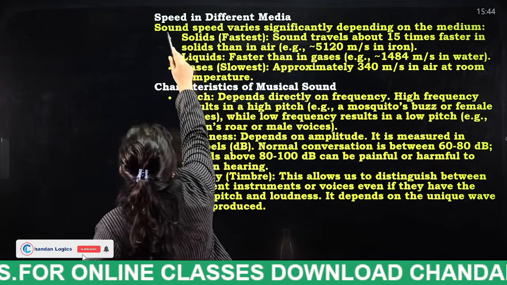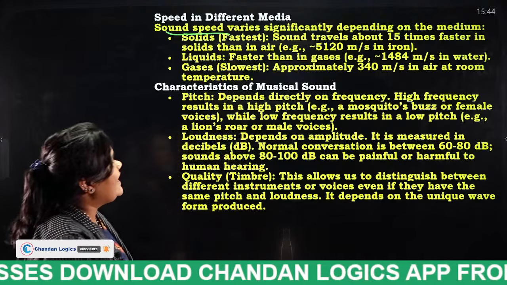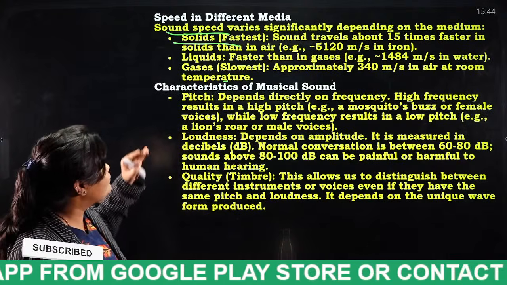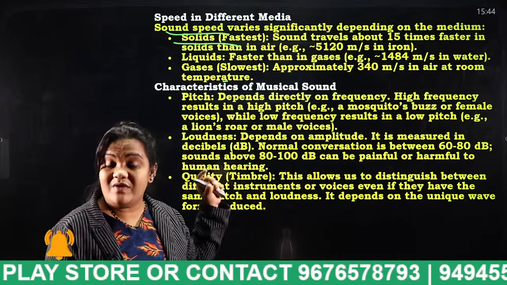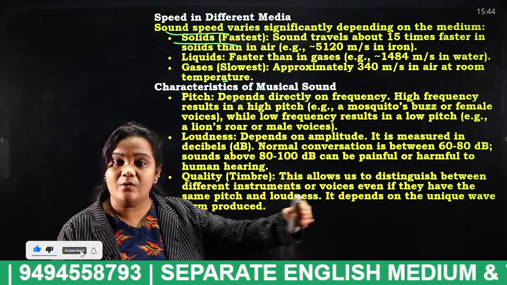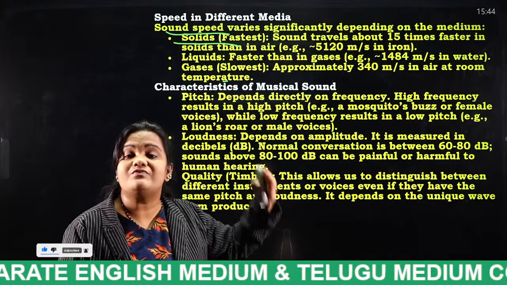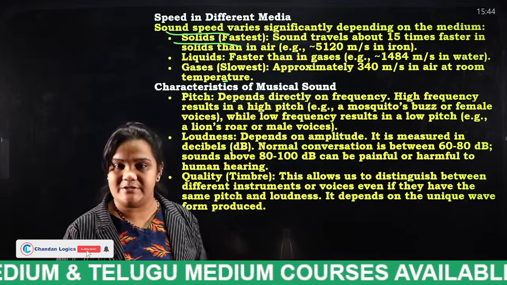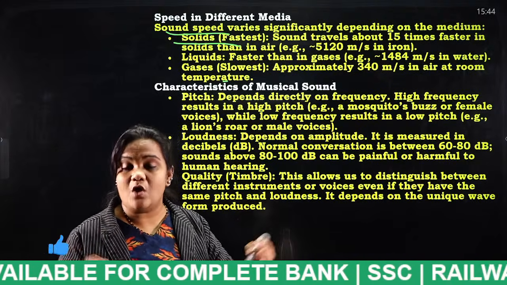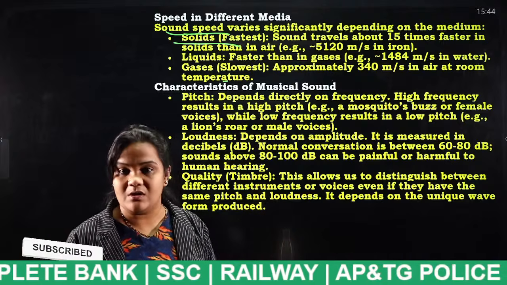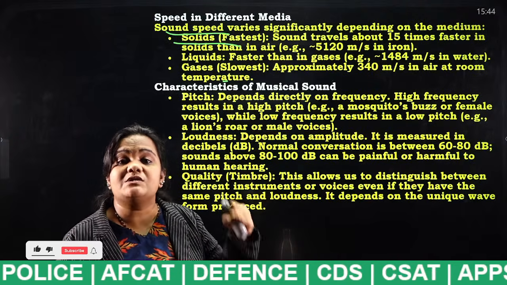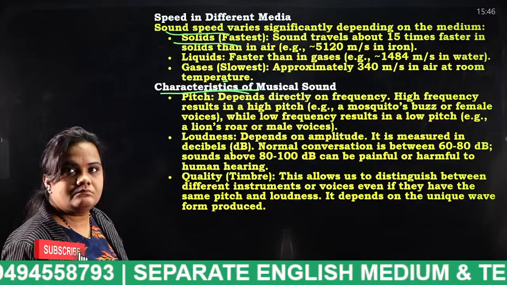In the same way, sound speed varies significantly depending on the medium. In solids, sound travels about 15 times faster than in air. This is a very, very important point to be noted. When compared to air, the sound travels 15 times faster in solids. Take a vessel and make a sound, students. How will the sound be? It will be heard as a resound. That is a perfect example for this. Sound travels 15 times faster.